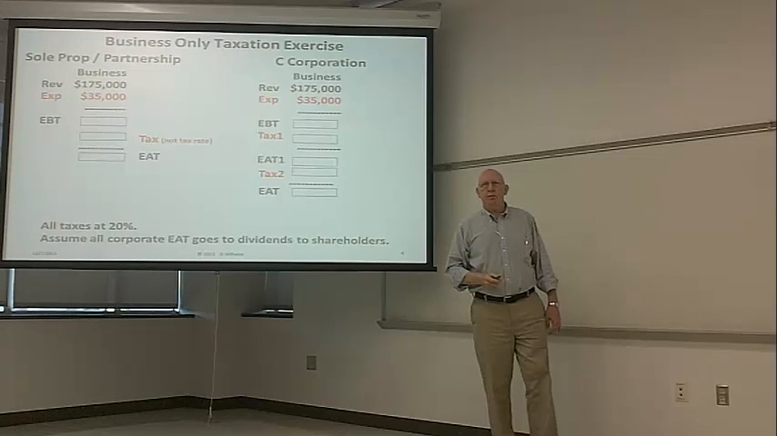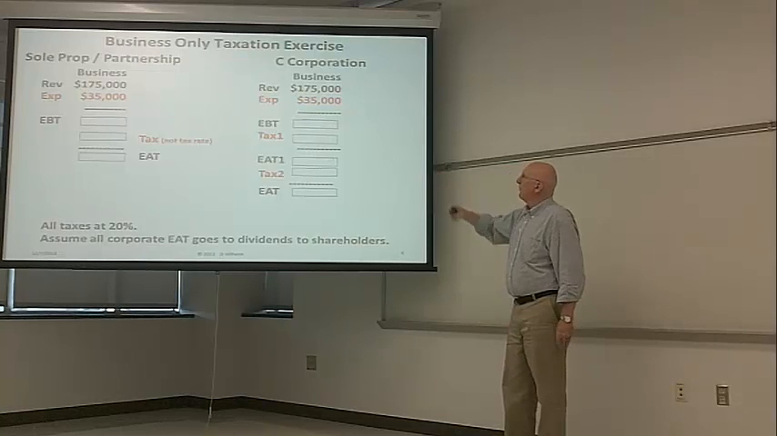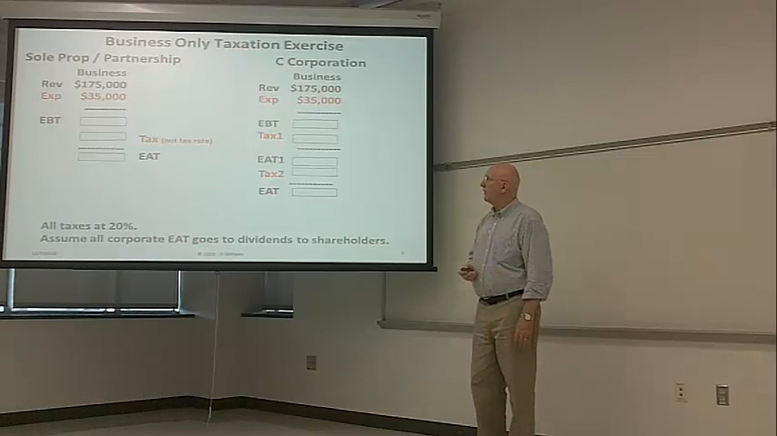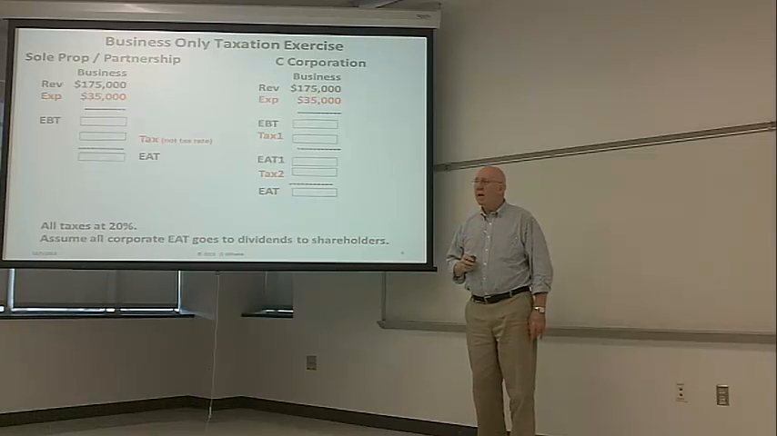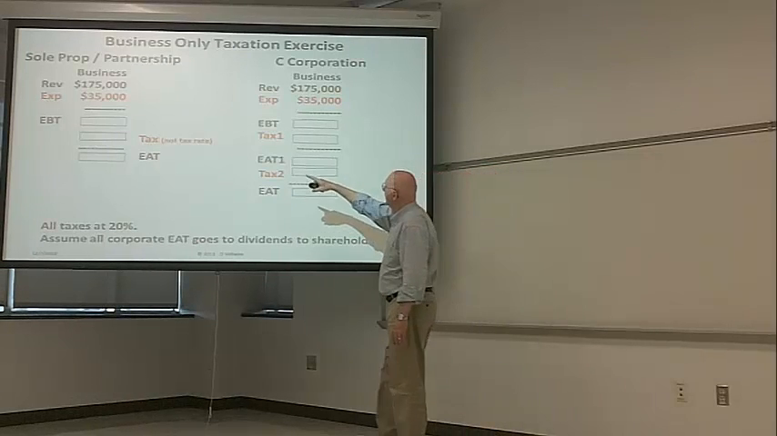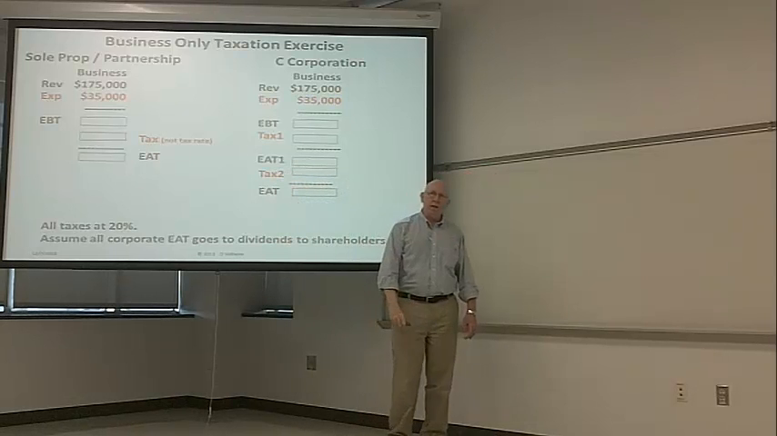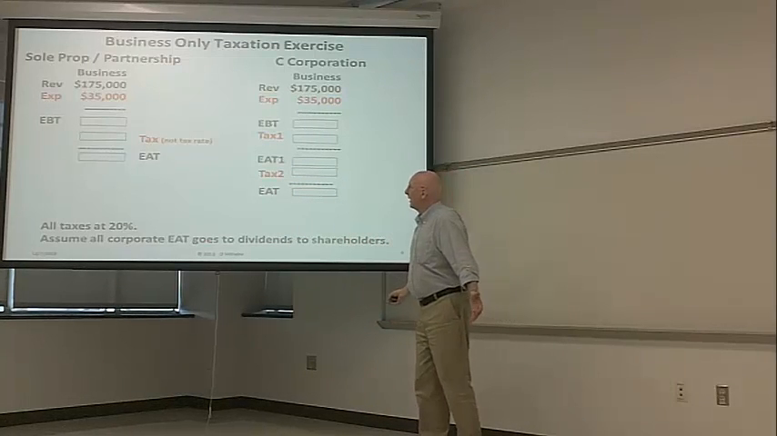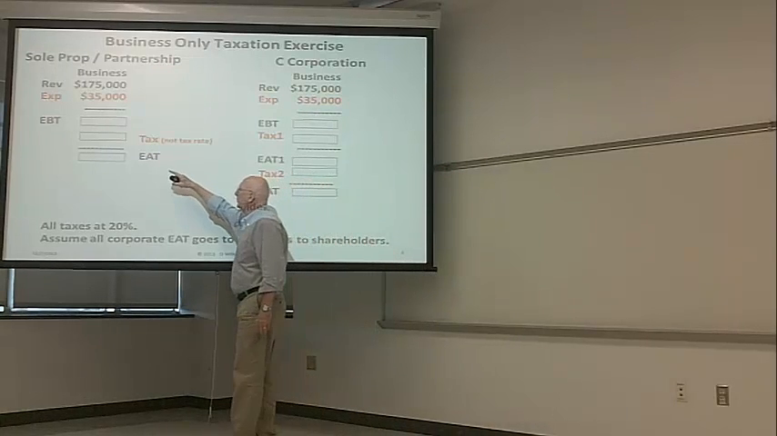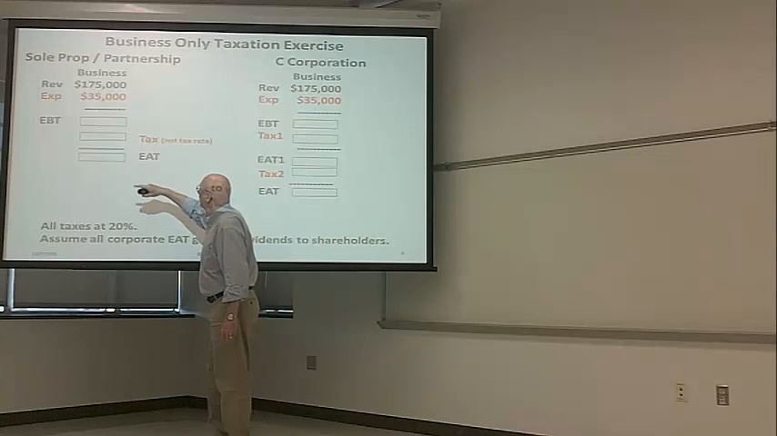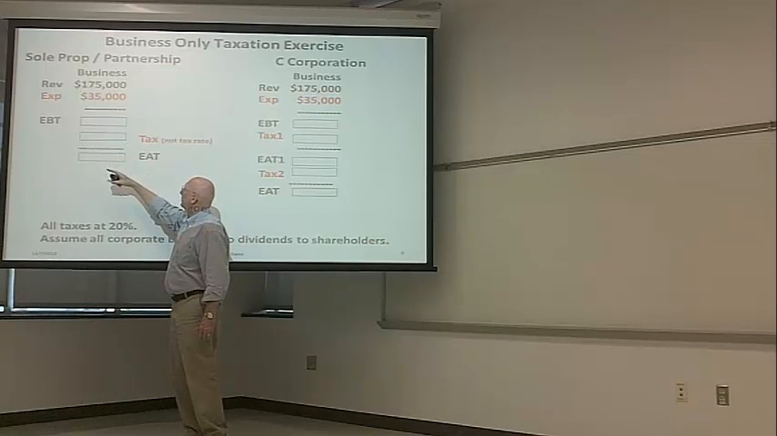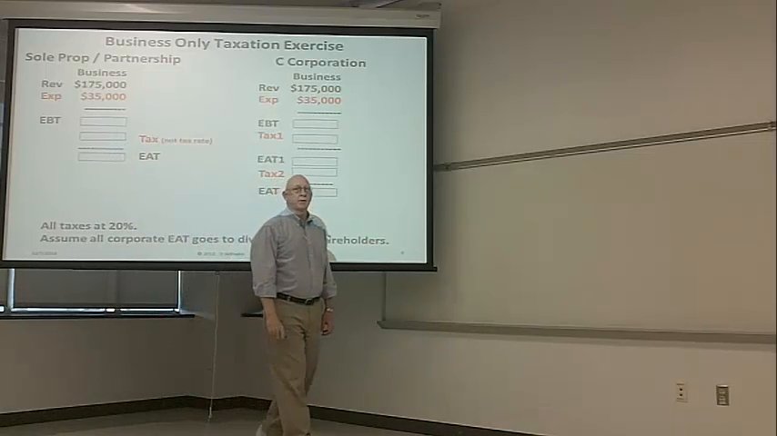Here is an exercise for you to do. Revenue of $175,000, expenses of $35,000. Go ahead and do the calculations. I do mention here that this is the tax, not the tax rate, simply because one common error is for a student to calculate the earnings before tax, put the tax rate here, multiply the tax rate by the earnings before taxes, and call that the earnings after taxes.